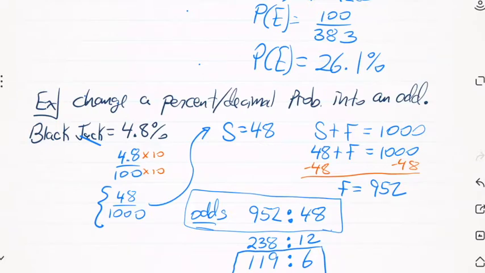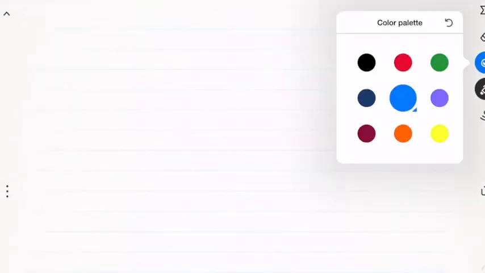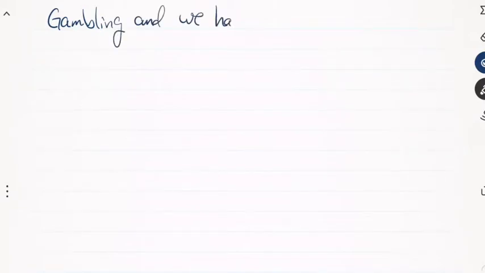Now, for gambling purposes, odds are really important because it tells you how much you're going to win. So if we're gambling and we have odds of, let's say, 3 to 2, why not? So this is the odds that a lot of casinos use for blackjack. You win this much money based on odds.